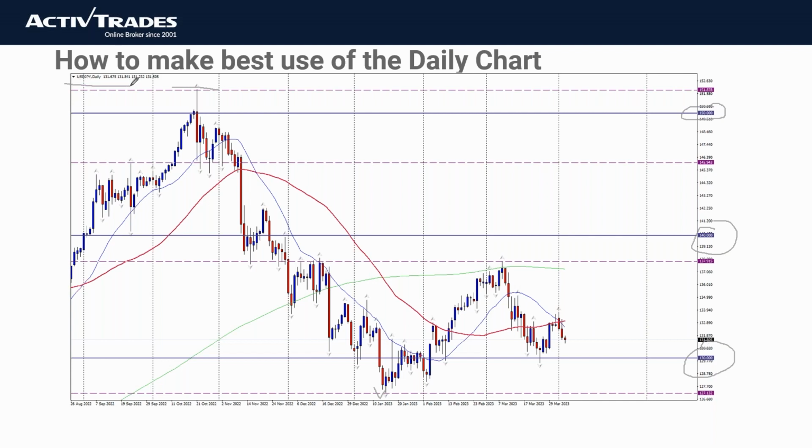This is just dollar yen on the daily chart. Remember what I was saying? I have a 20 blue, a red 50, and a green 200 period moving average. In an ideal world, it's dynamic support and resistance, and when that flips, that is one of the things I particularly like about moving averages. They can be places where we can take a trade from when we get confluence of events.